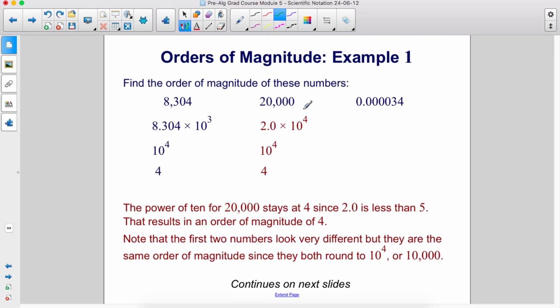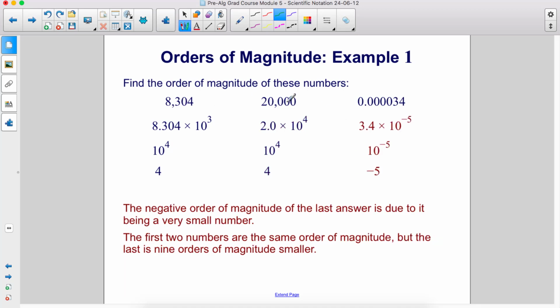For 20,000, we put it in scientific notation, and then 2 is the coefficient. It's less than 5, so we're not going to round this up. We're just going to get rid of that, and our answer is 10 to the 4th, giving us an order of magnitude of 4. Note that these numbers right here, 8304 and 20,000, look very different, but they are the same order of magnitude since they both round to 10,000.